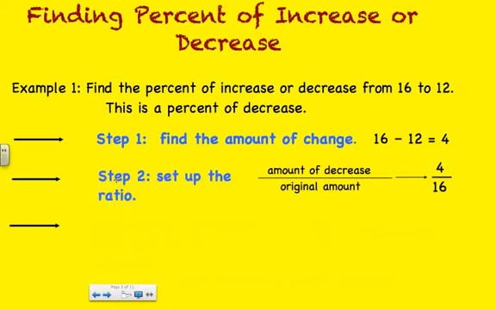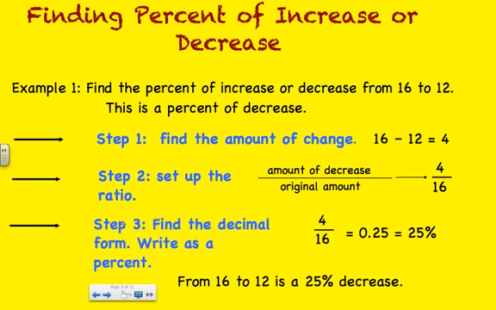So step 2 is set up the ratio. My amount of change or my amount of decrease will be my numerator. My original amount is my denominator. So setting up my ratio, my amount of change was 4. I put 4 as my numerator. My original amount on the price was 16. Again, if you read the question, it says find the percent of increase or decrease from 16 to 12. So my original amount is 16, and 16 becomes my denominator. So my ratio is 4 over 16.